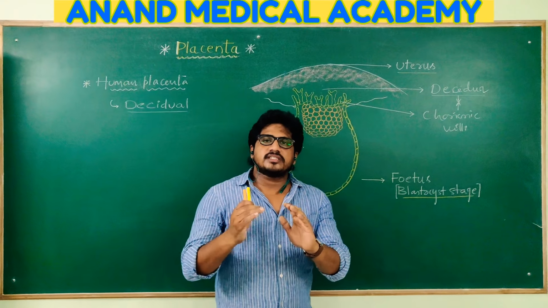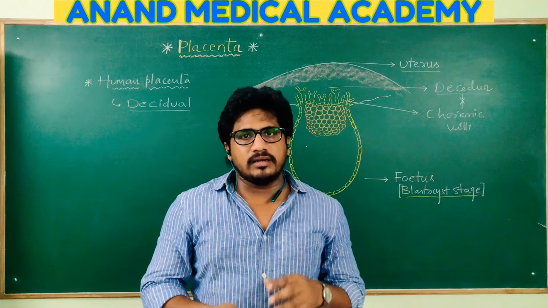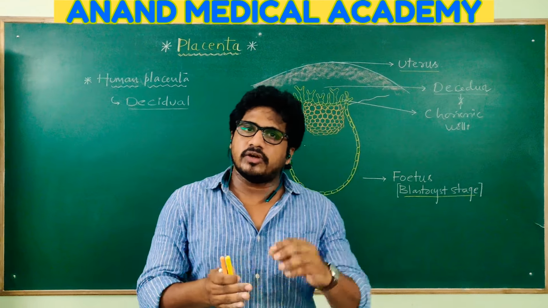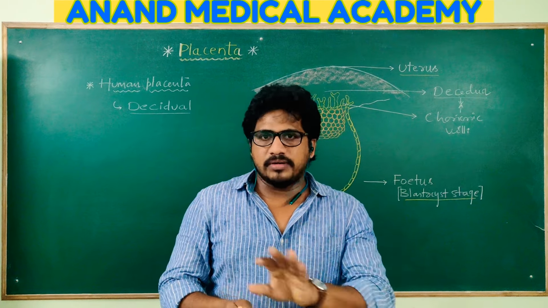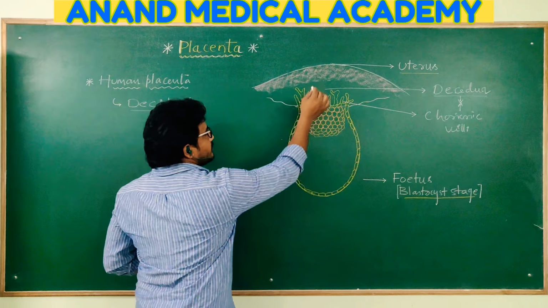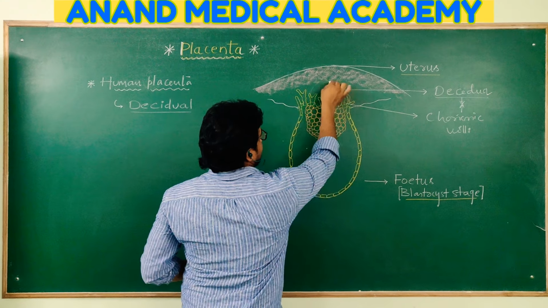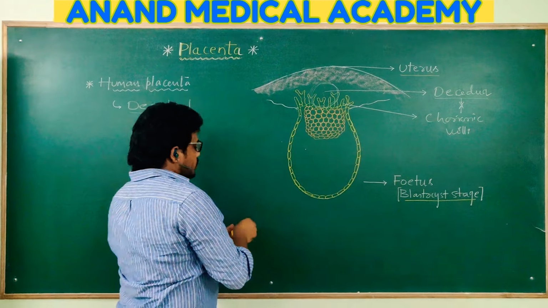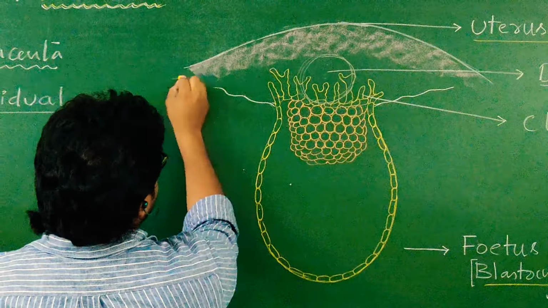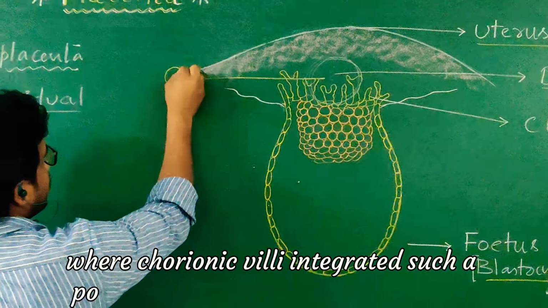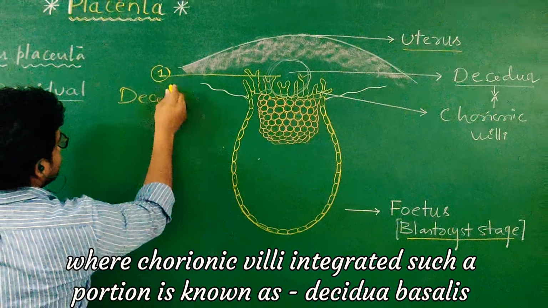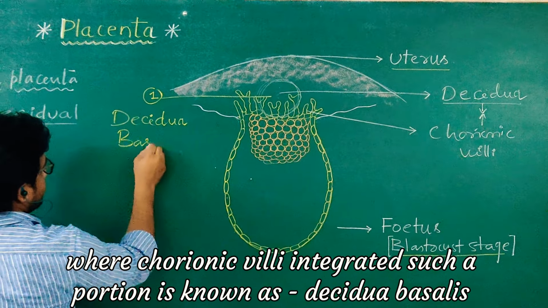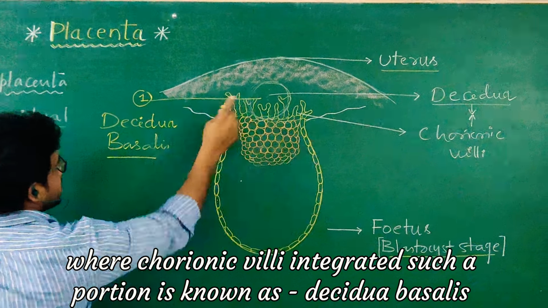When the blastocyst interacts with the maternal endometrium, it becomes bulged and decidual cell reactions take place. So there itself decidua has been formed. There is no doubt. That type of decidua begins here, and this is the base of the decidua. That's why this part is called number 1, decidua basalis, meaning the base of the decidua.